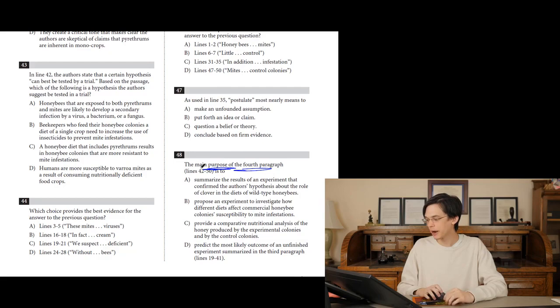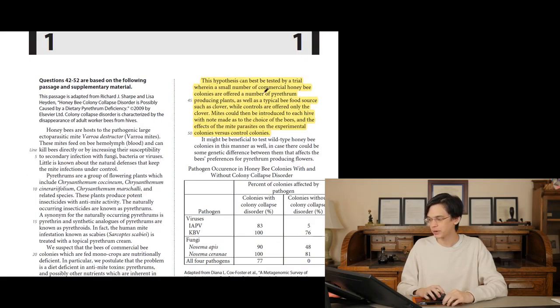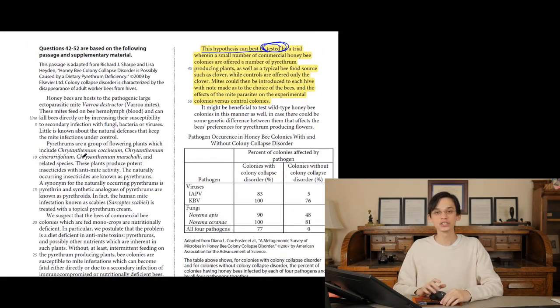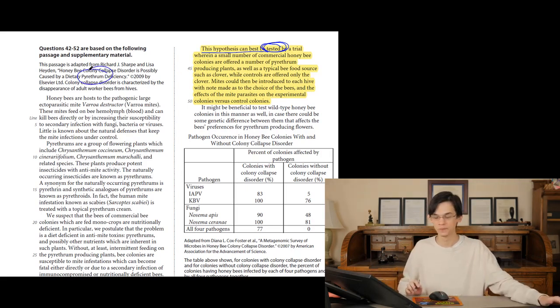The main purpose of the fourth paragraph is to... let's remember what the fourth paragraph is about. The fourth paragraph is about bringing forth how this hypothesis can be best tested. So we haven't tested the relationship between pyrethrum and mite infestation. But what are we doing? The hypothesis of the connection between these two things. Remember, honeybee colony collapse is possibly caused by pyrethrum deficiency. How can we test this hypothesis?